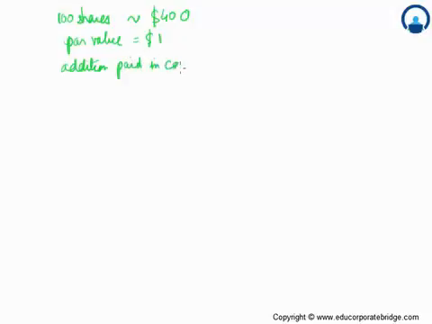So what we have noted earlier was that there are 100 shares that have raised $400, and the par value is $1, and the additional paid in capital is $3. So that $1 plus $3 is equal to $4, which is the per share price. Now what exactly is par value?